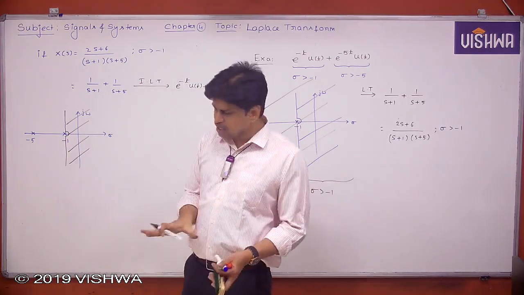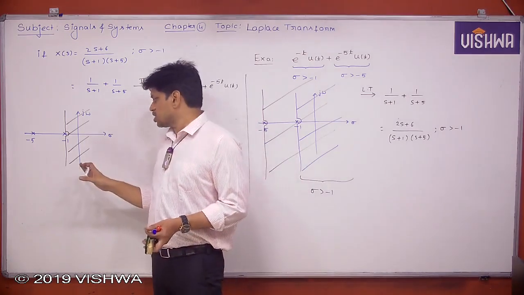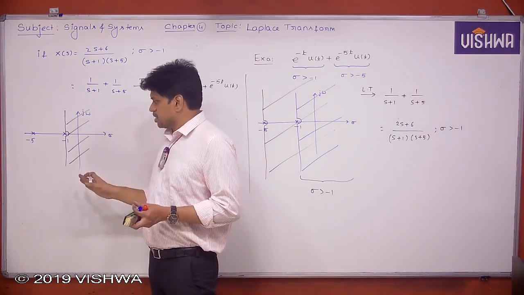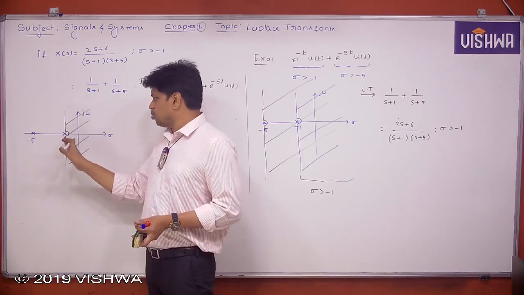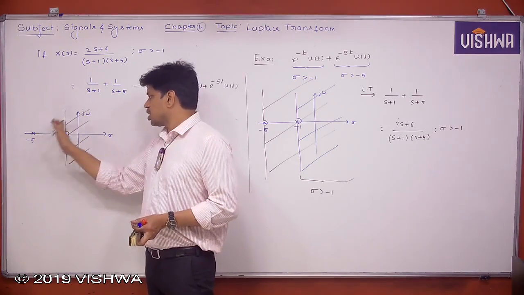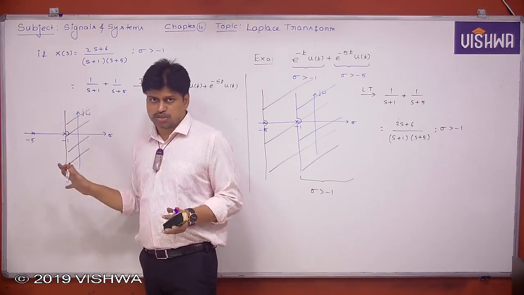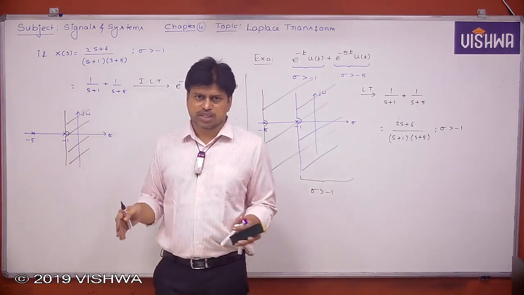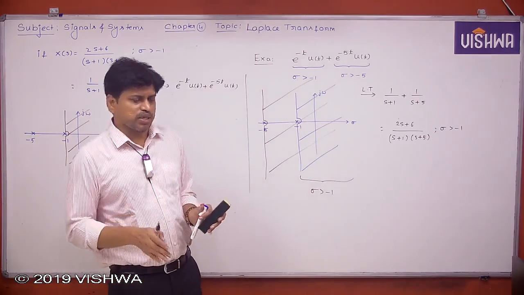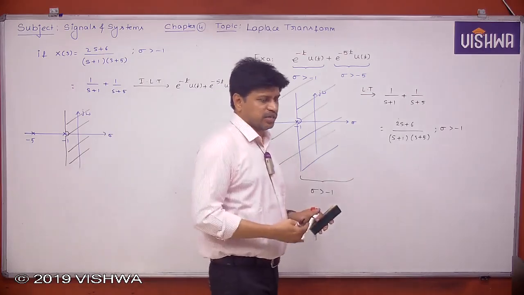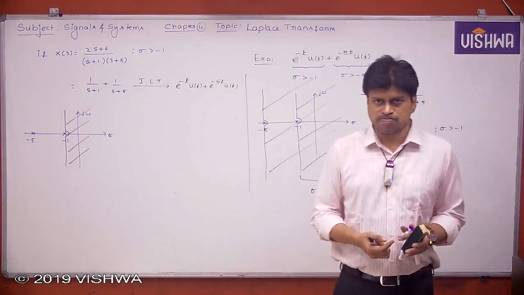So no need to worry. Just see where the ROC is present for the given pole. For this pole, it is right side, and for this pole also, it is right side. That's what we have to observe. No need to worry whether it is a common ROC or something like that. Just remember one thing: whether it is present on the right side or left side. These are the things we have to see. Okay, take it.